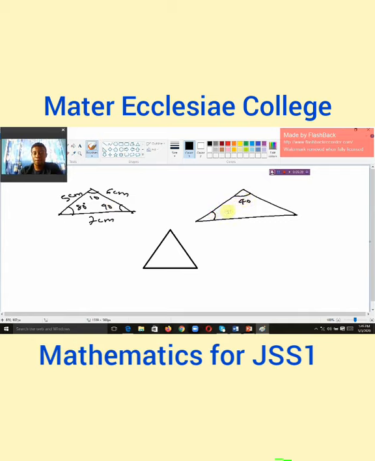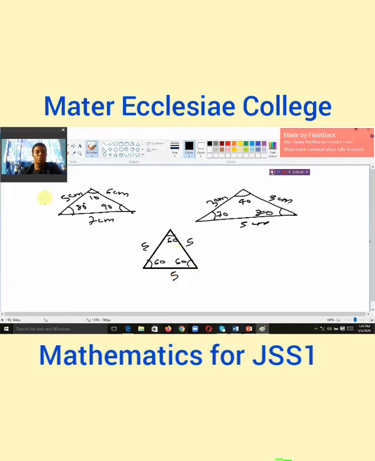And in this one, let's say this is 40 degrees, and this is 40, so 70, 70. And this is 3 centimeters, this is 3 centimeters, and this is 5 centimeters. And in the last one, this is 60, 60, 60, and this is 5, 5, 5.